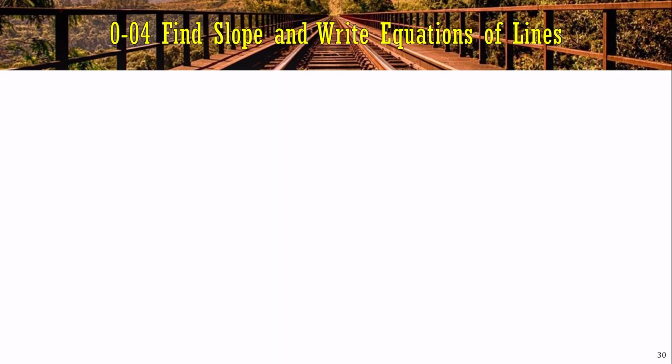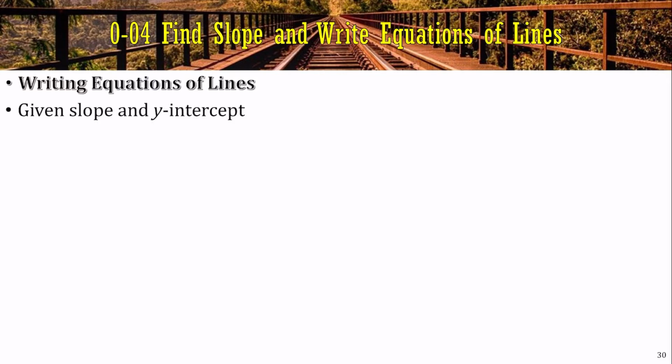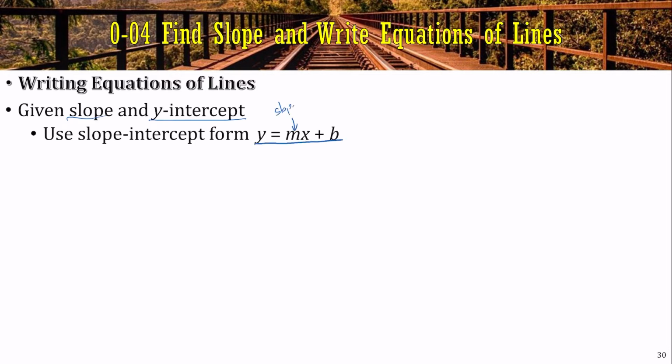All right, so that was slopes. Now, how do we use that to write equations of lines? Well, if we know the slope and y-intercept, you can use slope-intercept form, which is y equals mx plus b. M is the slope, b is the y-intercept.